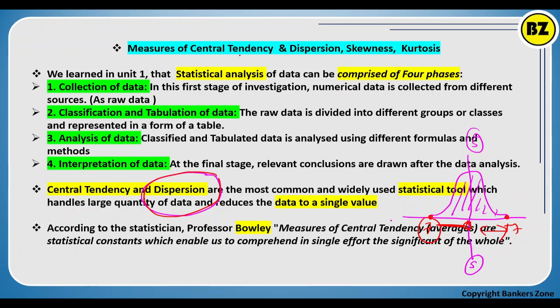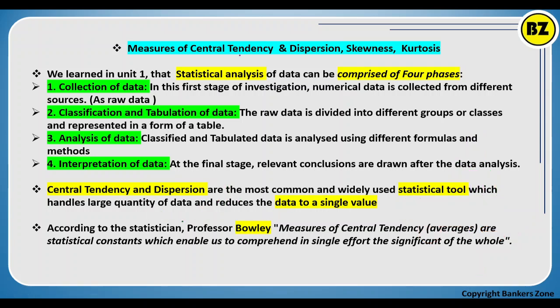If I draw another curve and it is here at 8, then it is 8 points away from the central mean. It is simply dispersion, how it is dispersed.